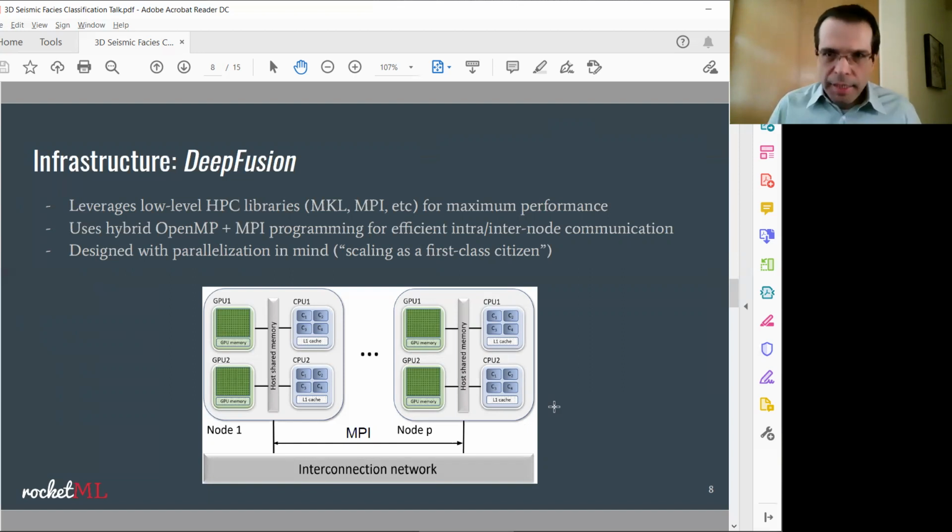And the idea being, without going into too much detail of the design of the software, it's designed with parallelization in mind, or treating scaling as a first-class citizen. This means that parallelization and distribution are not after-the-fact ideas that are added on to the software, like it is the case, in fact, in many open source libraries out there, but it is built in from the get-go, built in with parallelization in mind.